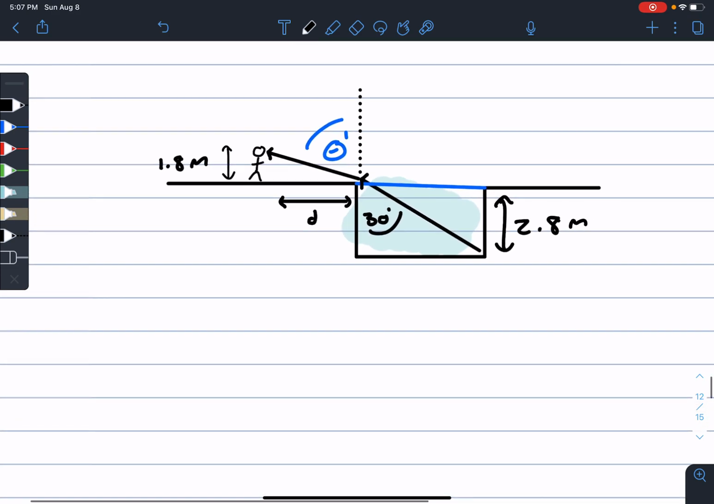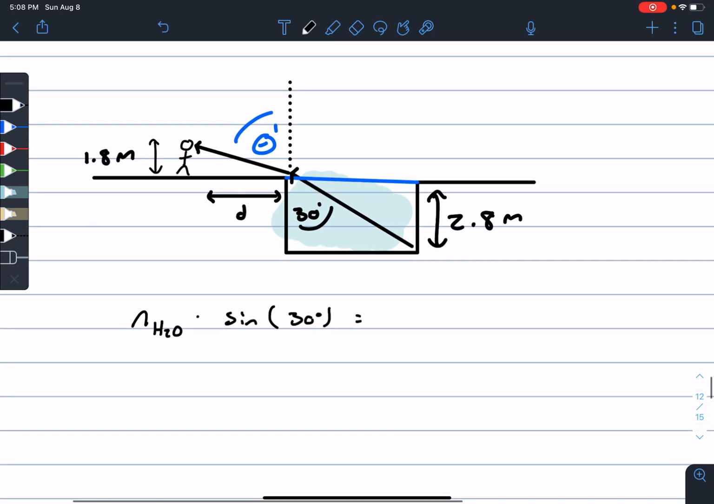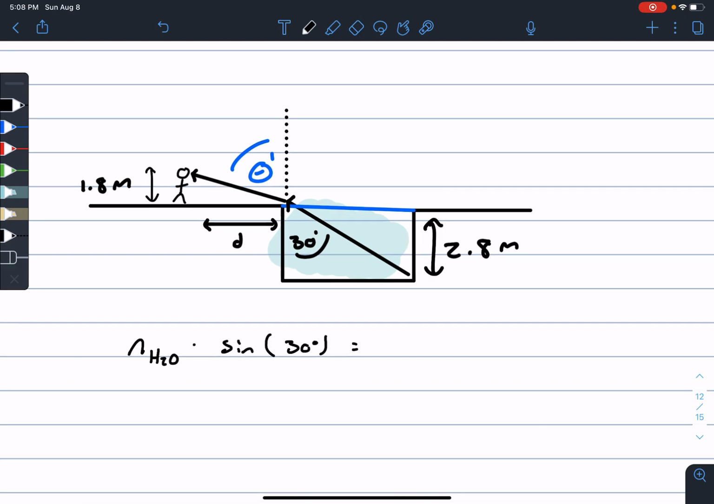So what do we have? We have the index of refraction of the water, which we'll call H2O, times sine of the angle of incidence, because we're exiting here, so we're leaving this medium. The incident angle is 30 degrees, and we set that equal to n air, because it's exiting into air, and then sine of the angle that's refracted from the normal. Well, we know all of this stuff, so we can actually just plug it in.